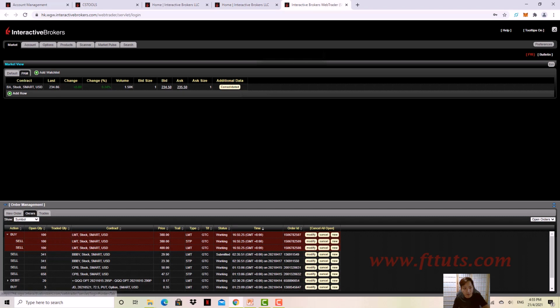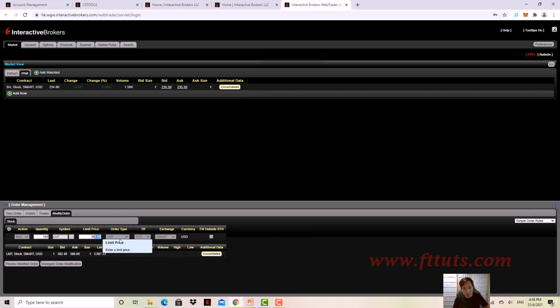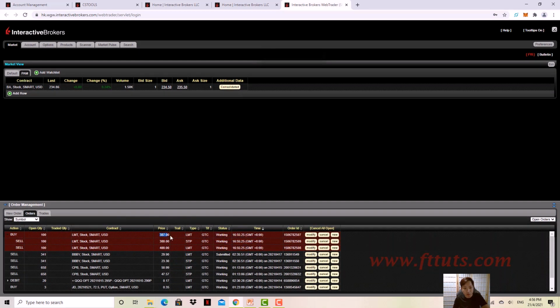Under this orders tab, this is where you can see your existing orders in the market. Let's say you want to cancel it. You can just press cancel and it will be gone. Or you just want to modify. Let's say instead of buying at 388, you want to buy at 387. You can click on this modify button and change this to 387, and then press preview order, submit modified order. So you see now it's changed to 387.